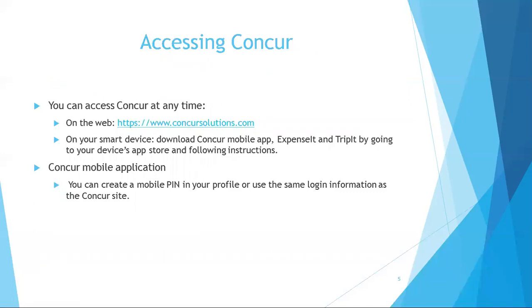To access Concur, you can go online to concursolutions.com. You should also download the Concur mobile app, Expense It and Trip It on your phones, whether it's Android or an Apple. You can also create a PIN number in your profile, so you can just use that to log in rather than having to type out your email address and password.